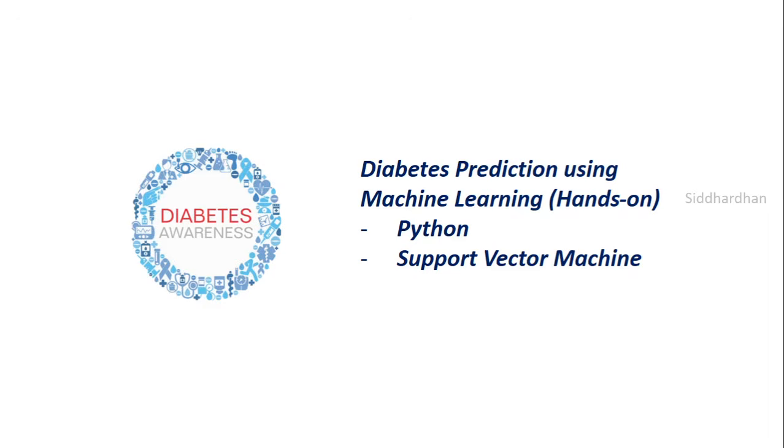In this video, we are going to build a machine learning system that can predict whether a person has diabetes or not. We will be using one of the important machine learning algorithms, the support vector machine. We will do our coding in Python. First, let's try to understand the problem statement and the support vector machine algorithm. Then let's get into the coding part.